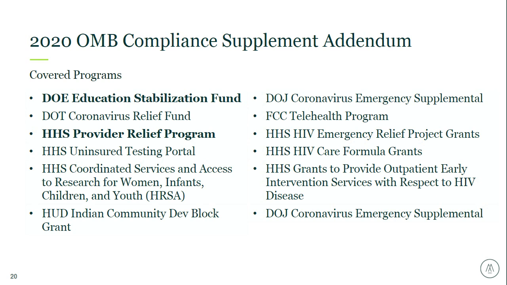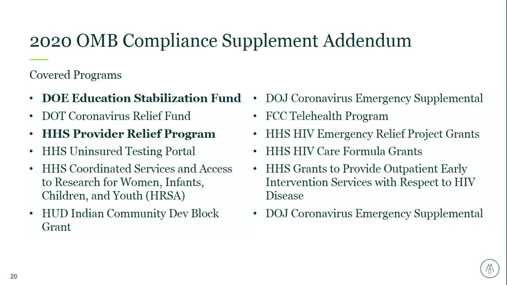As auditors, we are required to perform our audit procedures for major programs in accordance with the compliance supplement that's issued annually from the Office of Management and Budget. And when the 2020 compliance supplement was issued, it didn't include guidance for certain COVID-related programs. The intention then was to issue a separate addendum covering those programs, but that has yet to be issued.